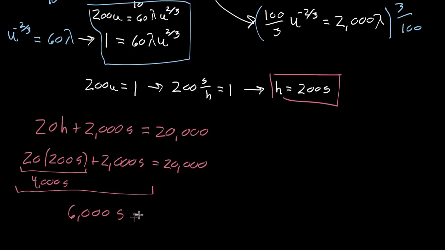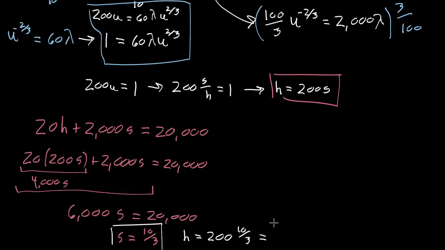6,000 times S is equal to 20,000. And when those cancel out, what that gives us is S is equal to 20 divided by 6, which is the same as 10 divided by 3. So that's how many tons of steel we should get. S is 10 over 3. Then when we apply that to the fact that H is 200 times S, that's going to mean that H is equal to 200 times that value, 10 over 3, which is equal to 2,000 thirds. 2,000 thirds. That's how many hours of labor we want.